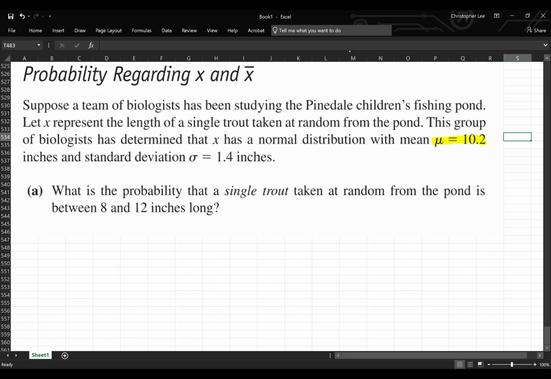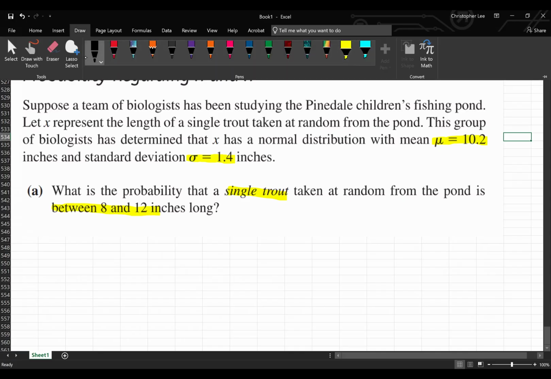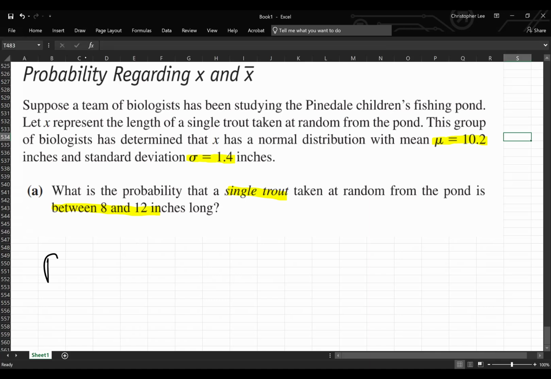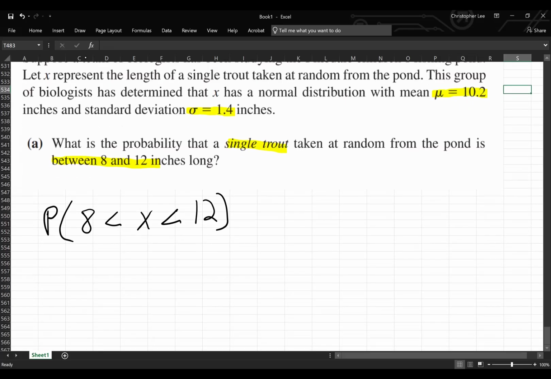Has a mean mu of 10.2 inches, and a standard deviation sigma equal to 1.4 inches. Cool. What is the probability that a single trout taken at random from the pond is between 8 and 12 inches long? So let's be clear. Here's what they're asking me: the probability of 8 less than x less than 12. And very simply, we know what to do after this. Just plug in the formula.